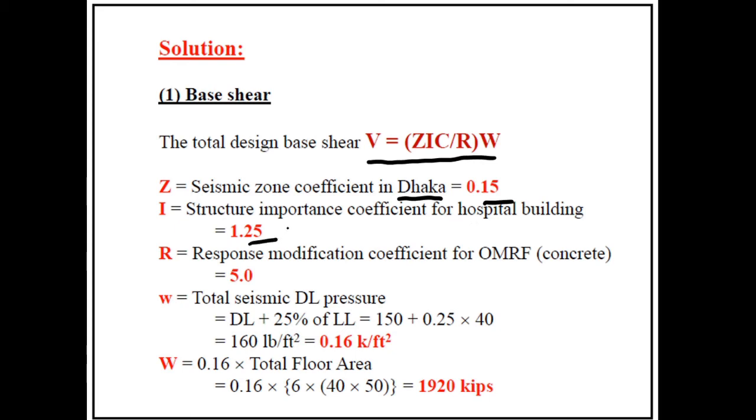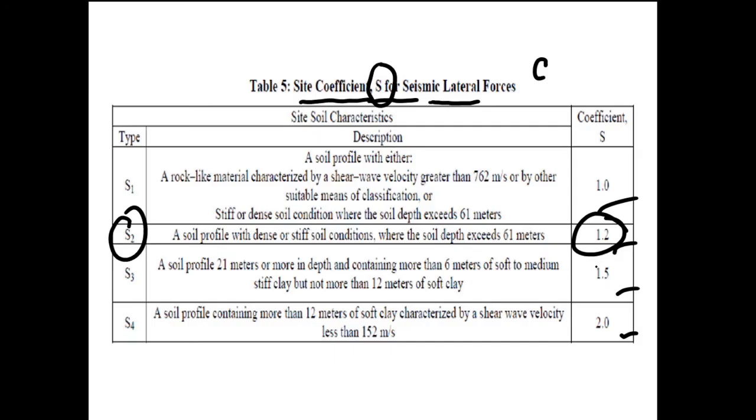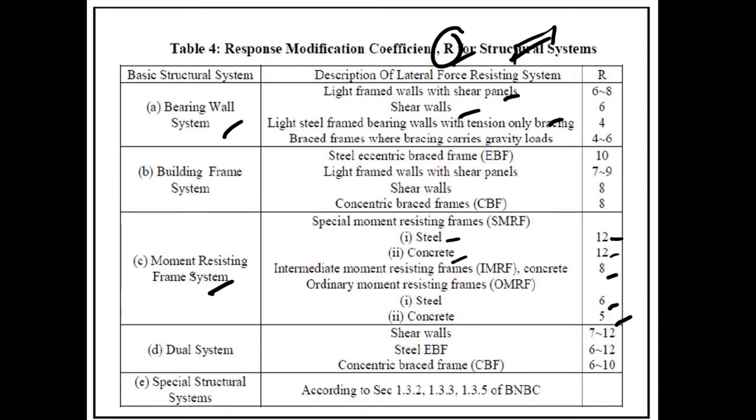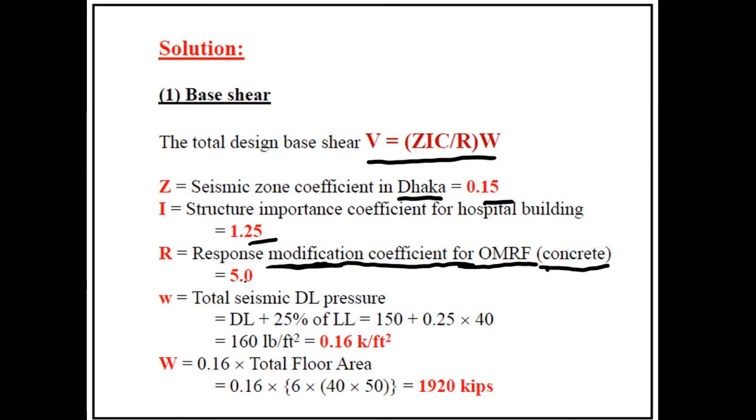It can also be located from the chart that will be provided to you. Then the response modification coefficient for an ordinary moment resisting frame, depending upon this condition, the OMRF system, and as it is made of concrete, we will be able to get the value of R. So moment resisting frame and concrete is given as the element, so the value of R will be 5. So we are plugging the value of R as 5.